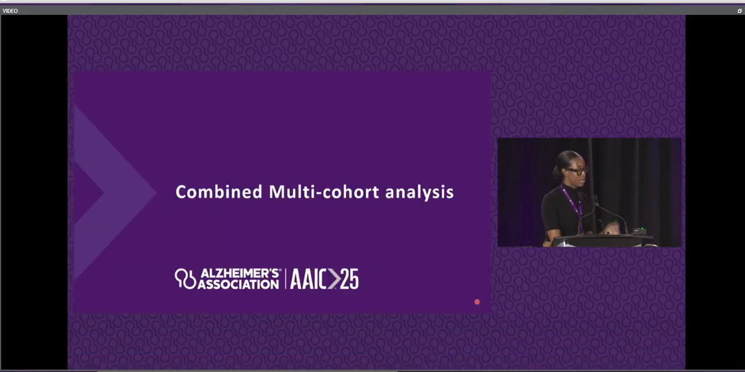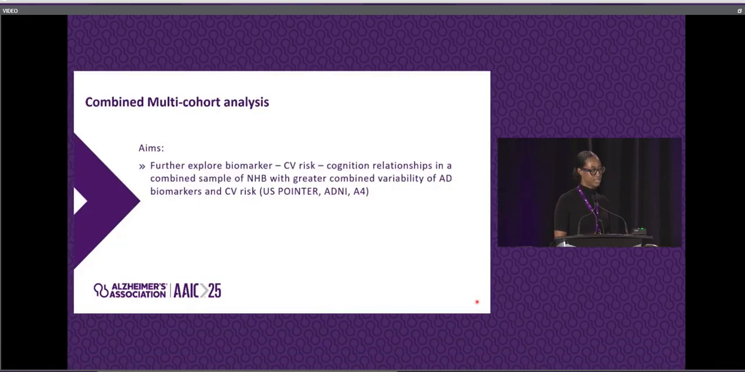And so now I'll quickly talk about these combined multi-cohort analyses. So again, the motivation for this is, as was mentioned, each of these cohorts may have distinct characteristics based on the particular study goals, whether that be higher burden of CV risk, higher burden of amyloid, or ethno-racial diversity. And so we hope that by combining the data from these three cohorts, US Pointer, Imaging, ADNI, and A4, we might develop a larger sample of Black participants with better representativeness, at least along these specific dimensions.